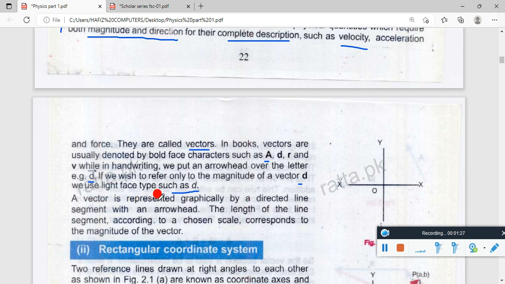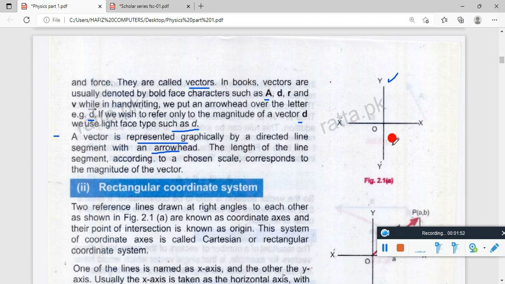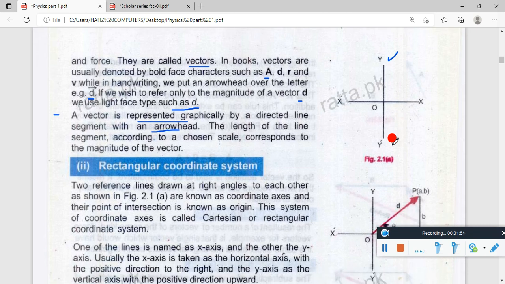So this is how you can define vectors, in two to three lines. Then there is the representation. How to represent a vector? A vector is represented graphically by a directed line segment with an overhead arrow. The length of the line segment, according to a chosen scale, corresponds to the magnitude of the vector. These are some rectangular components in a plane, x and x dash, y and y dash. This is a two-dimensional Cartesian coordinate system.